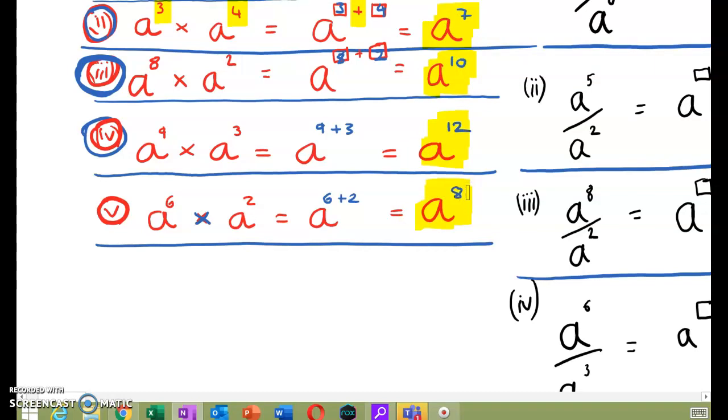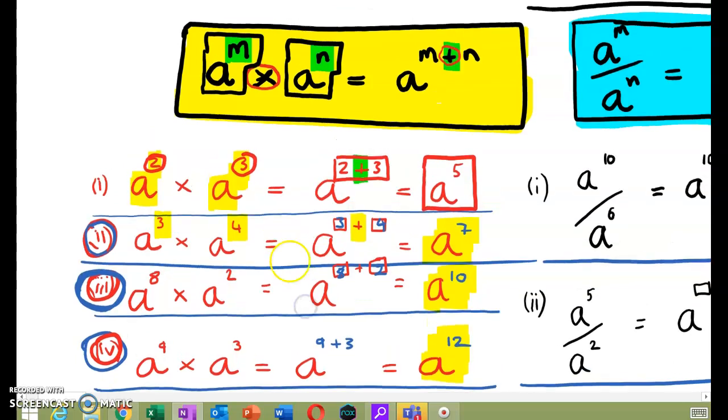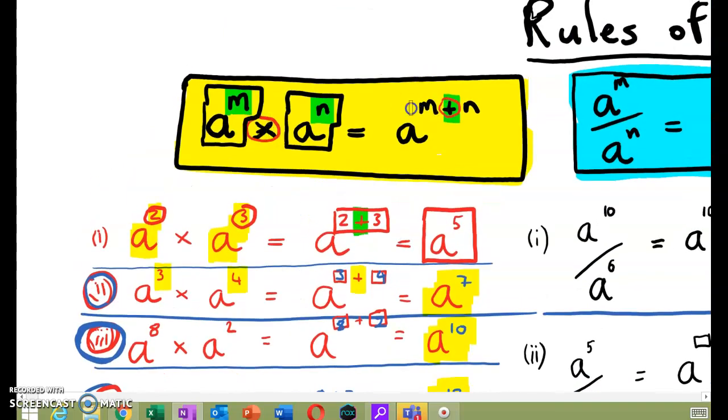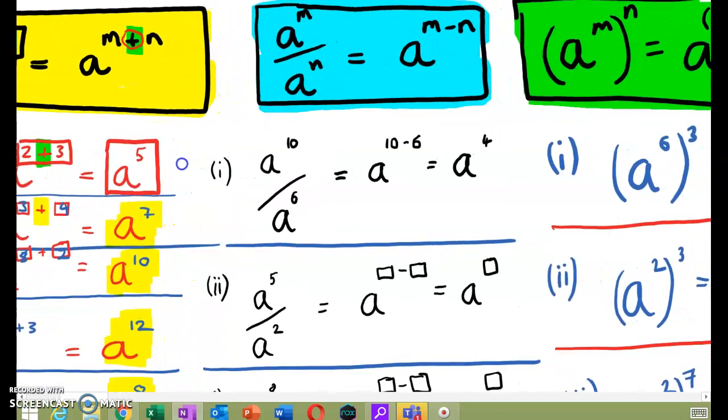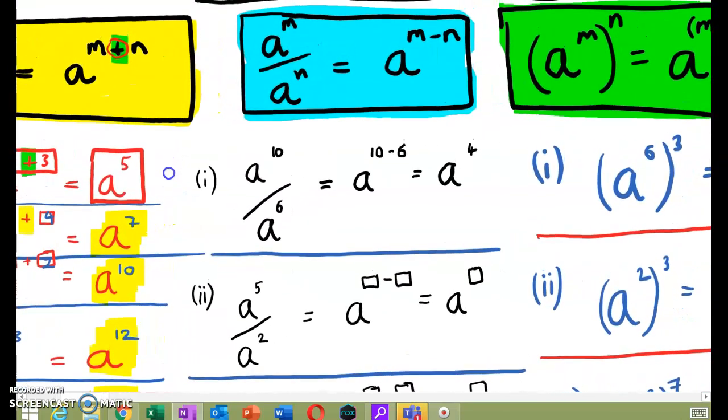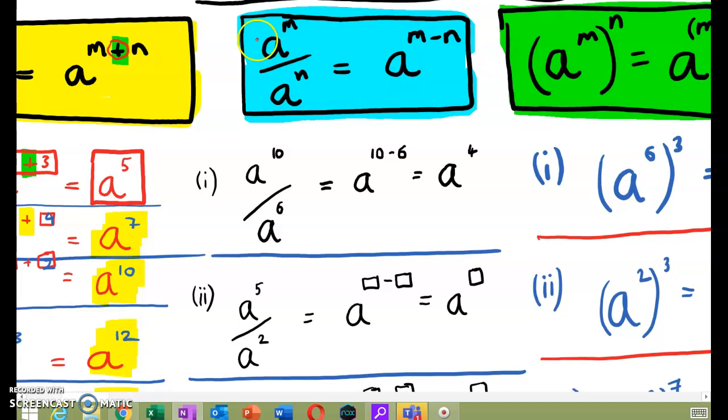And now let's move on to the second rule of indices. So that was the first rule, that when you're multiplying, you're really adding. The second rule is this blue one here. It involves when you're dividing. So if you have a number to the power of something, and it's being divided, that's what that line there means, by the same number to the power of something, in order to get your answer, you need to minus the powers. So the top power minus the bottom power, always.